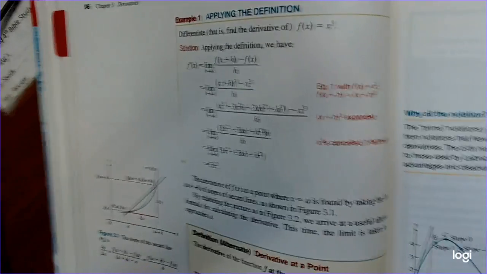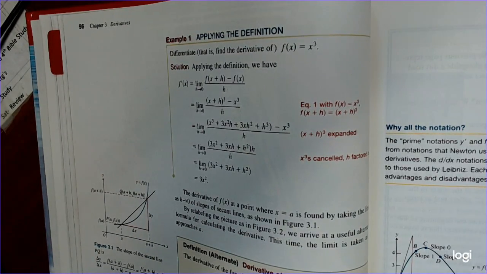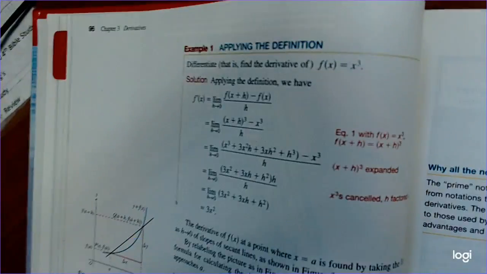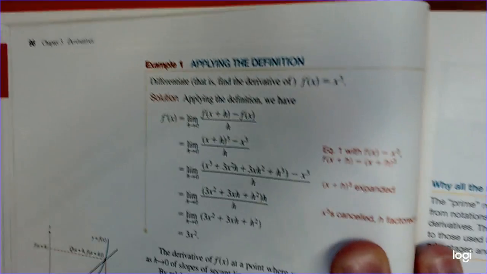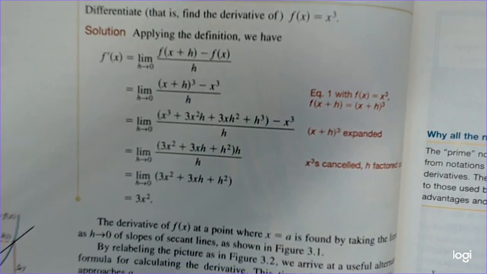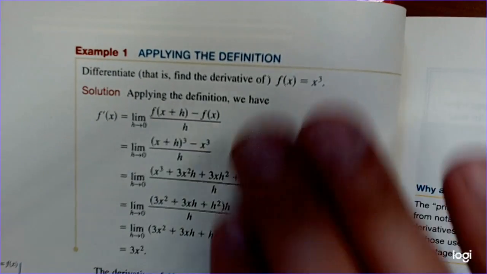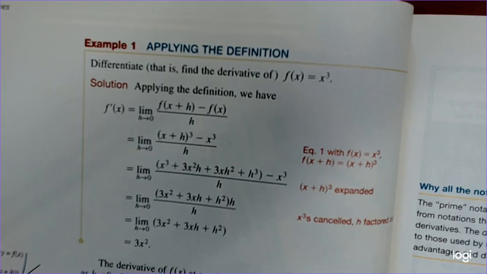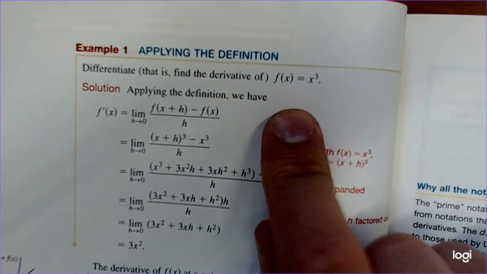So let's talk about applying the definition. The definition is more or less what happens when we simplify and rewrite this function. This is a lot of that algebra that we got very used to in the advanced math book. For example, they want us to find the derivative of f of x equals x cubed. So let's just do some quick examples on how this works.